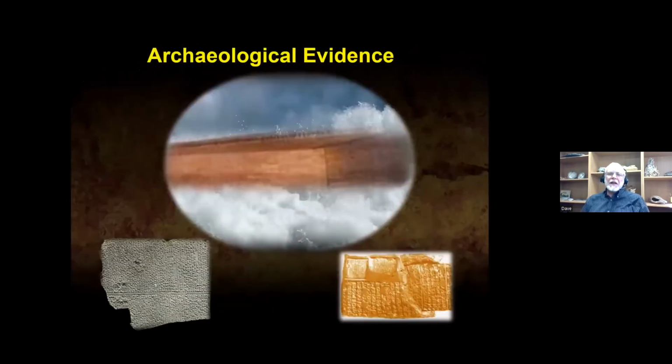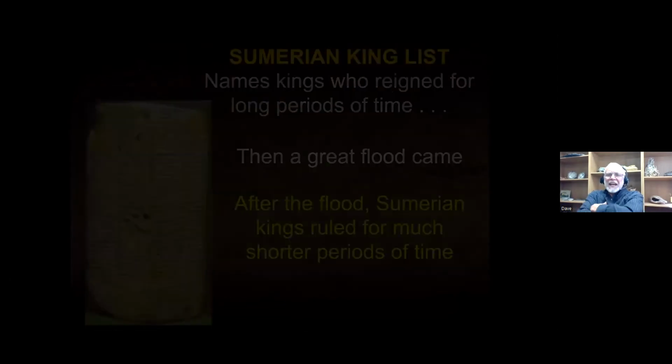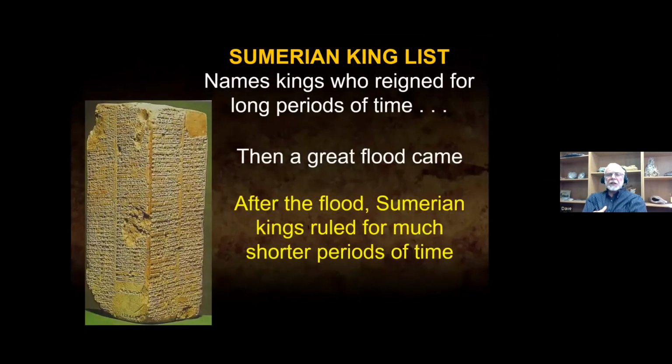There's also much archaeological evidence from around the world that that flood was a reality. For instance, the Sumerian king list names kings who reigned for long periods of time. Then a great flood came. And after the flood, Sumerian kings ruled for much shorter periods of time.